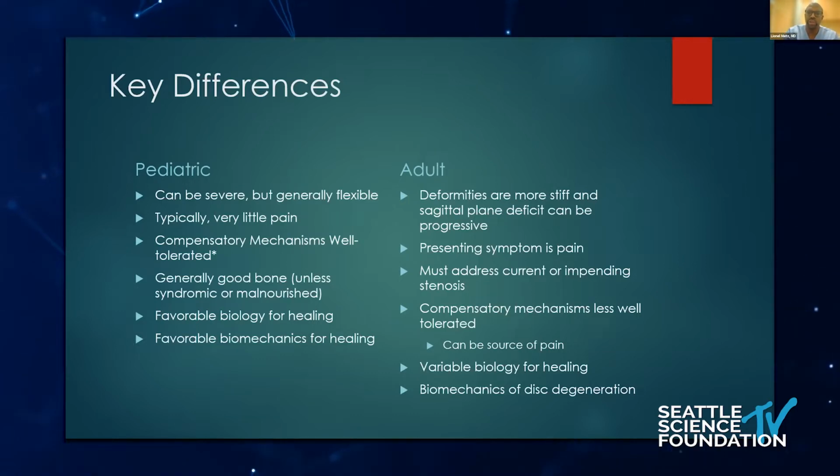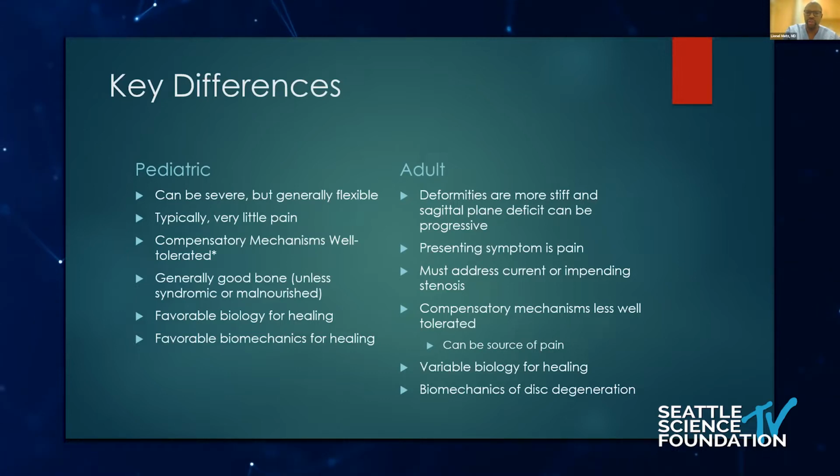On the adult side, the deformities tend to be more stiff. The sagittal plane progressively worsens as discs degenerate. Patients generally present with pain, and we need to address spinal stenosis, either current or impending, with our correction. The compensatory mechanisms are much less well tolerated, which is often the source of disability and the reason patients are presenting to us with spinal deformities.